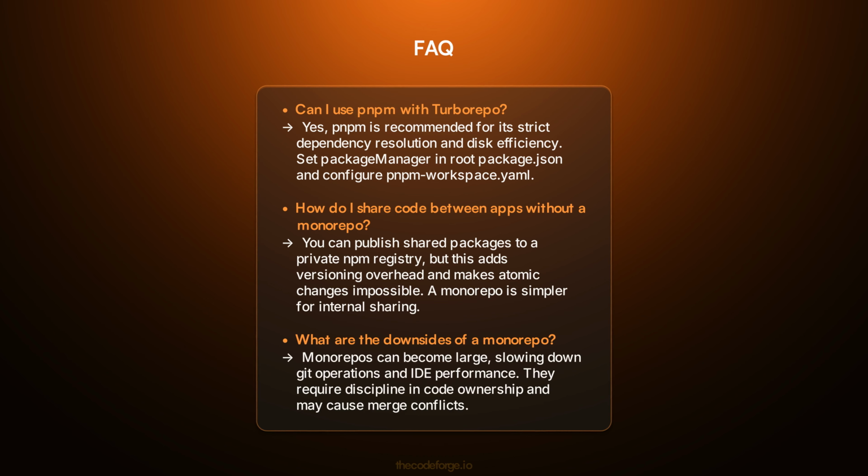How do I share code between apps without a monorepo? You can publish shared packages to a private npm registry, but this adds versioning overhead and makes atomic changes impossible. A monorepo is simpler for internal sharing. What are the downsides of a monorepo? Monorepos can become large, slowing down Git operations and IDE performance. They require discipline in code ownership and may cause merge conflicts.